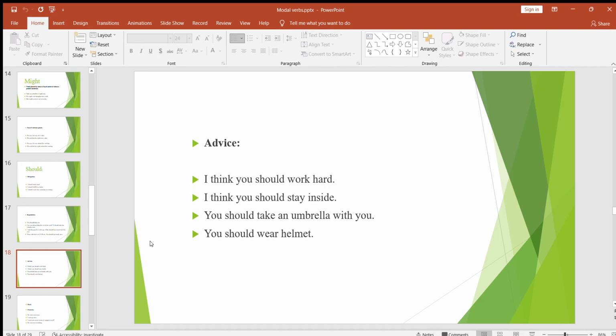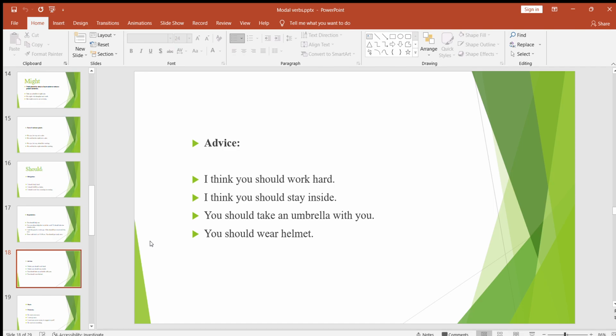For example, these days in our country, many people give advice free of cost. So they can use should to give the advice, like you should move to another city, you should stay at your house, you should study hard, you could practice more, whatever. So these are all examples of should as a modal verb for giving advice.